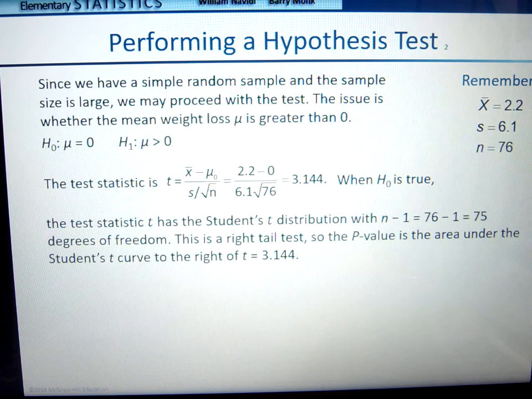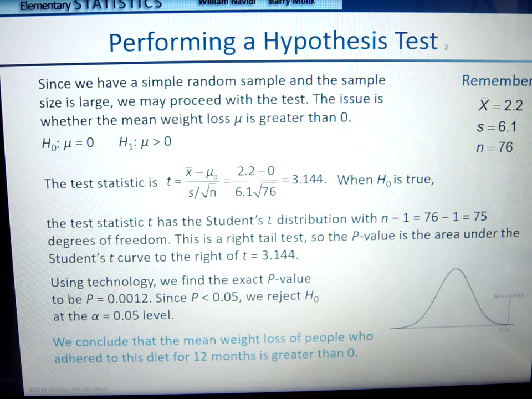Here's our t-test statistic. We put 2.2 minus 0 over 6.1 divided by the square root of 76, and we get 3.114 when the null hypothesis is true. The test statistic t has a Student's distribution with 75 degrees of freedom. This is a right-tailed test, so the p-value is the area under the Student's t-curve to the right of 3.114.